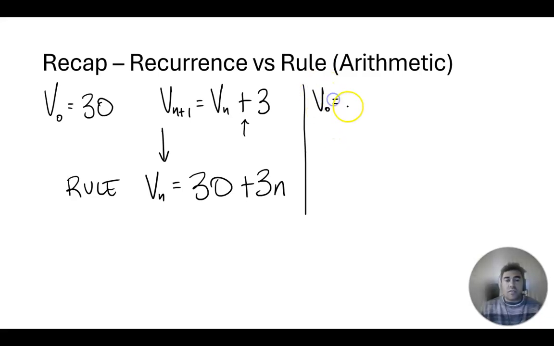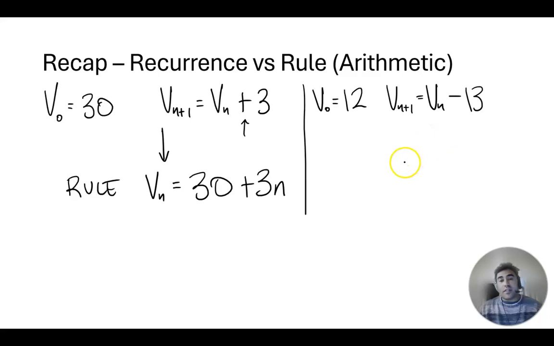Maybe I have a v of 0 is equal to 12, and to get my next term, I will get my previous term and subtract 13. Random numbers. Obviously we'll get into the negative numbers of some sort, but I don't really care about that. I care about that transition to a rule.